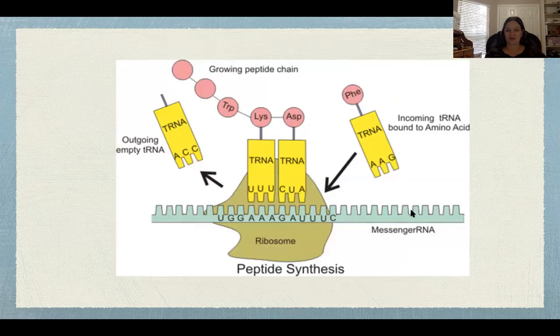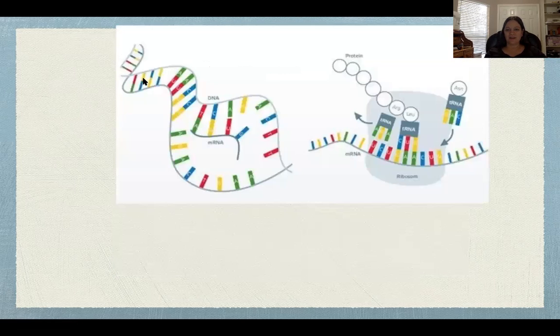Messenger RNA, the mRNA, with its codons that are complementary to the tRNA anticodons. tRNA brings in a particular amino acid and adds it to the chain, and then goes away to go find another amino acid. Okay, and again, showing the same thing.